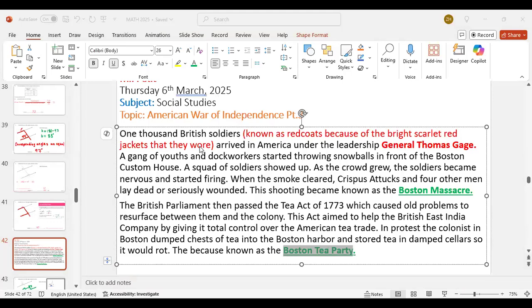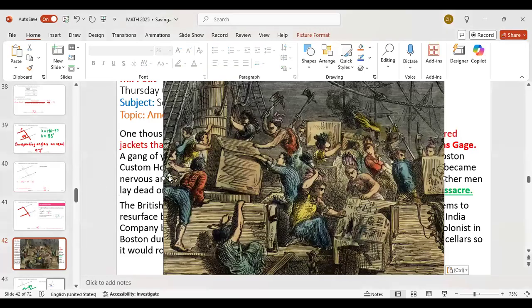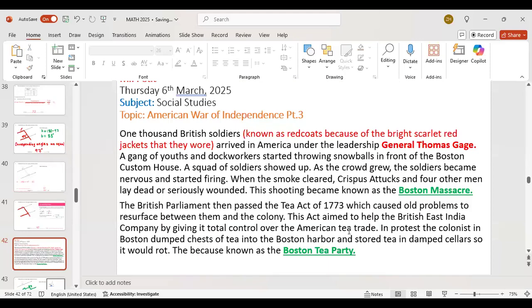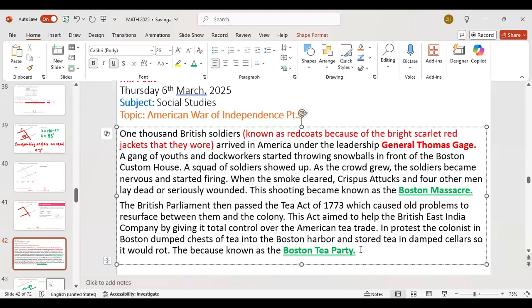Okay, so it's the Boston Tea Party. They dumped it over. So this is a picture of them literally throwing it overboard. You want to know what they look like? They look like the Smurfs. Oh, you mean this picture?